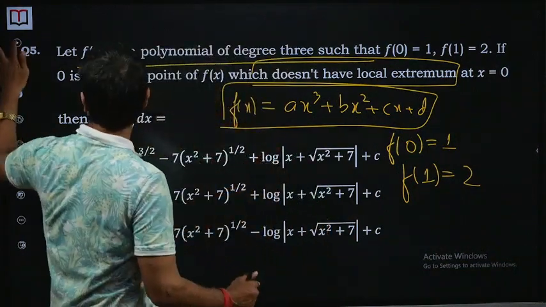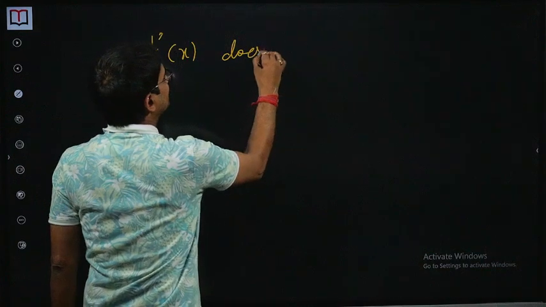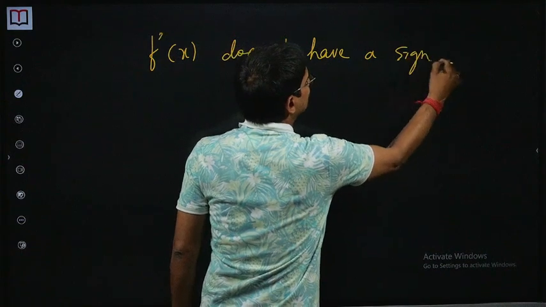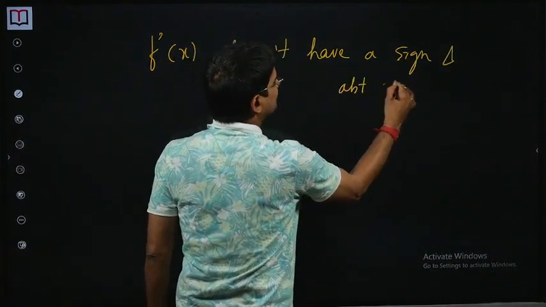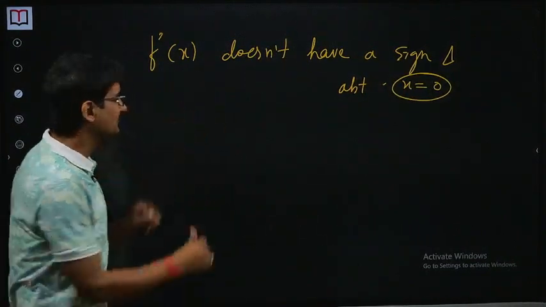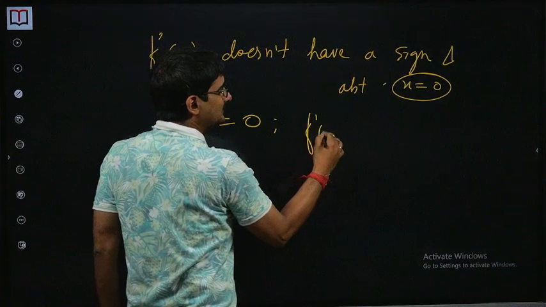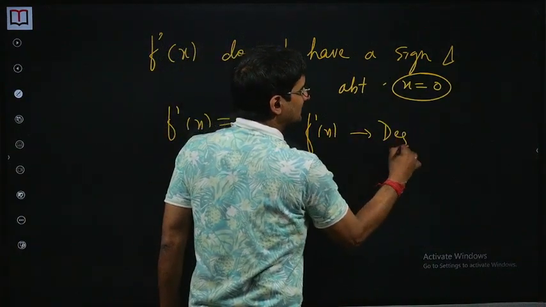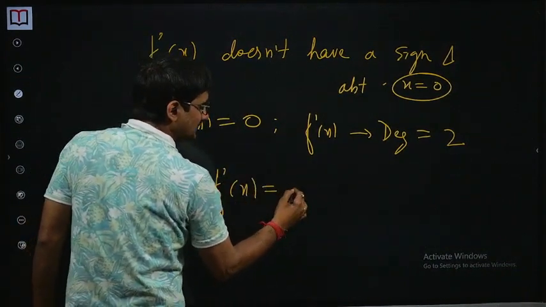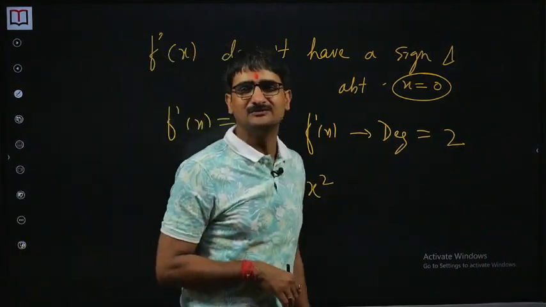Since it's not a local maxima or local minima, f dash x does not have a sign change about x equal to 0, and x equal to 0 is a root of f dash x equal to 0. Moreover, we know that the degree of this polynomial is 2, so f dash x is nothing but ax square. I believe all of you will agree with this statement.